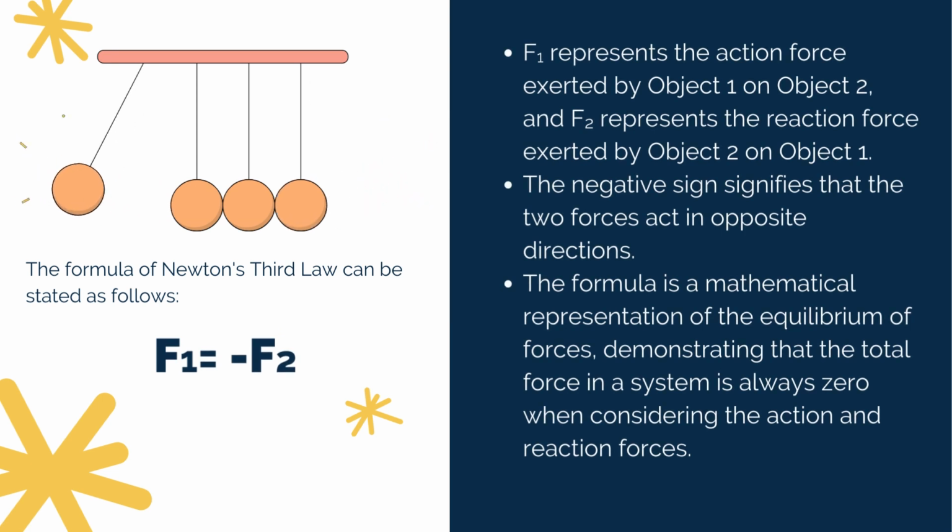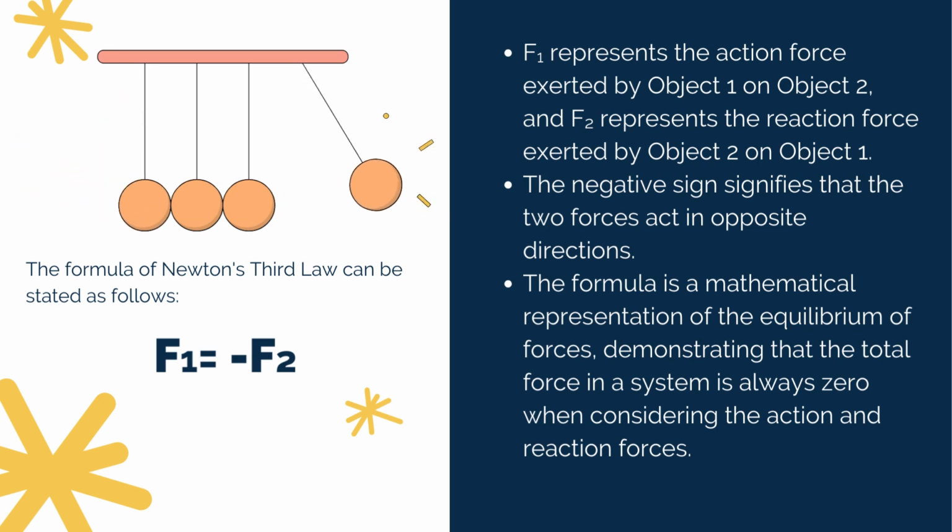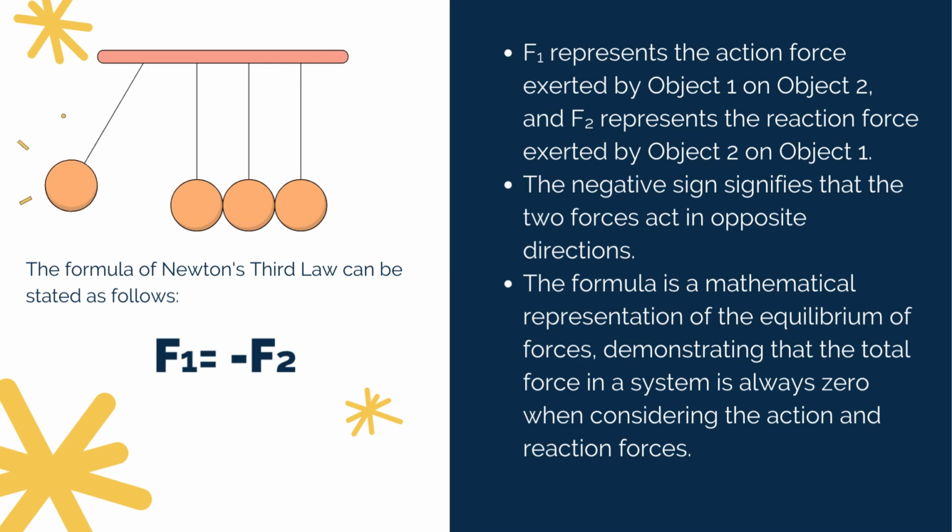Formula of Newton's third law. The forces between two objects always occur in pairs, with the forces having equal magnitude but acting in the opposite direction. To understand the formula of this law, we need to break it down into fundamental components and explore its mathematical expression. The formula of Newton's third law can be stated as follows. F sub 1 is equal to negative F sub 2, where F sub 1 represents the action force exerted by object 1 on object 2, and F sub 2 represents the reaction force exerted by object 2 on object 1. The negative sign signifies that the two forces act in the opposite direction.